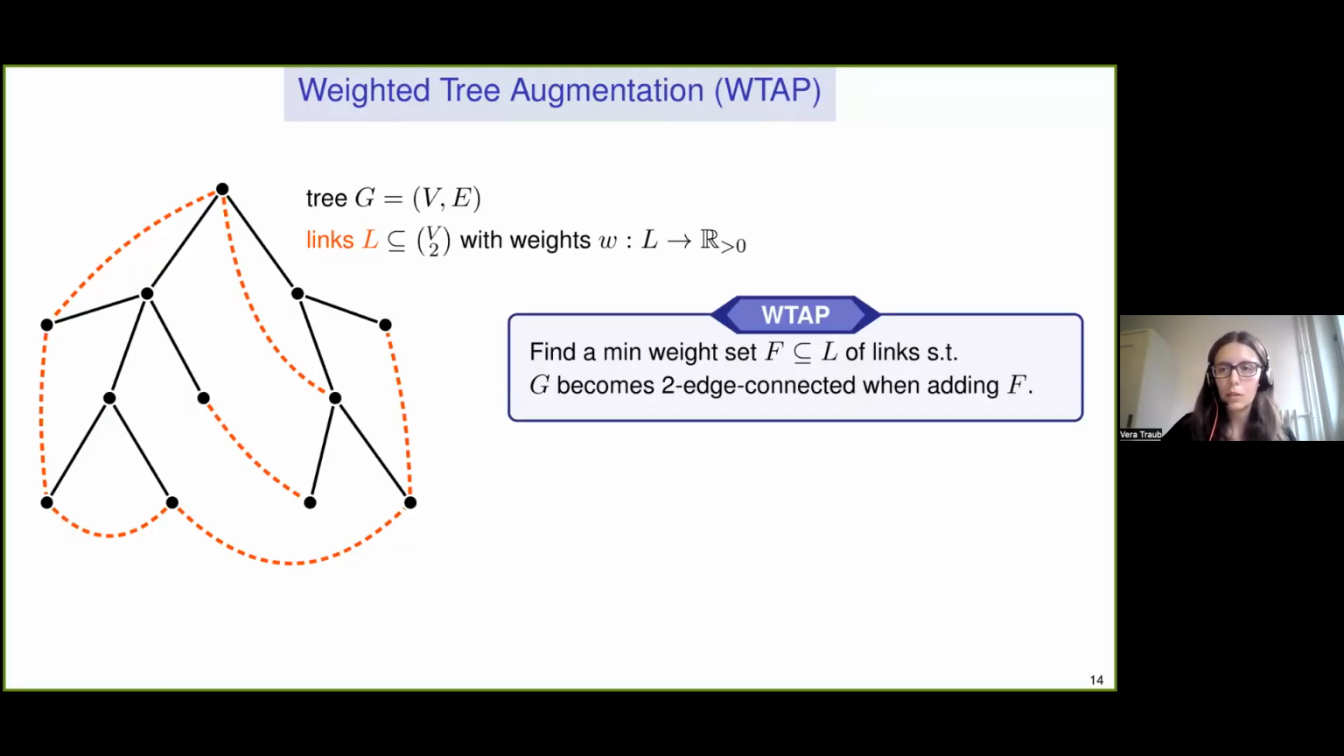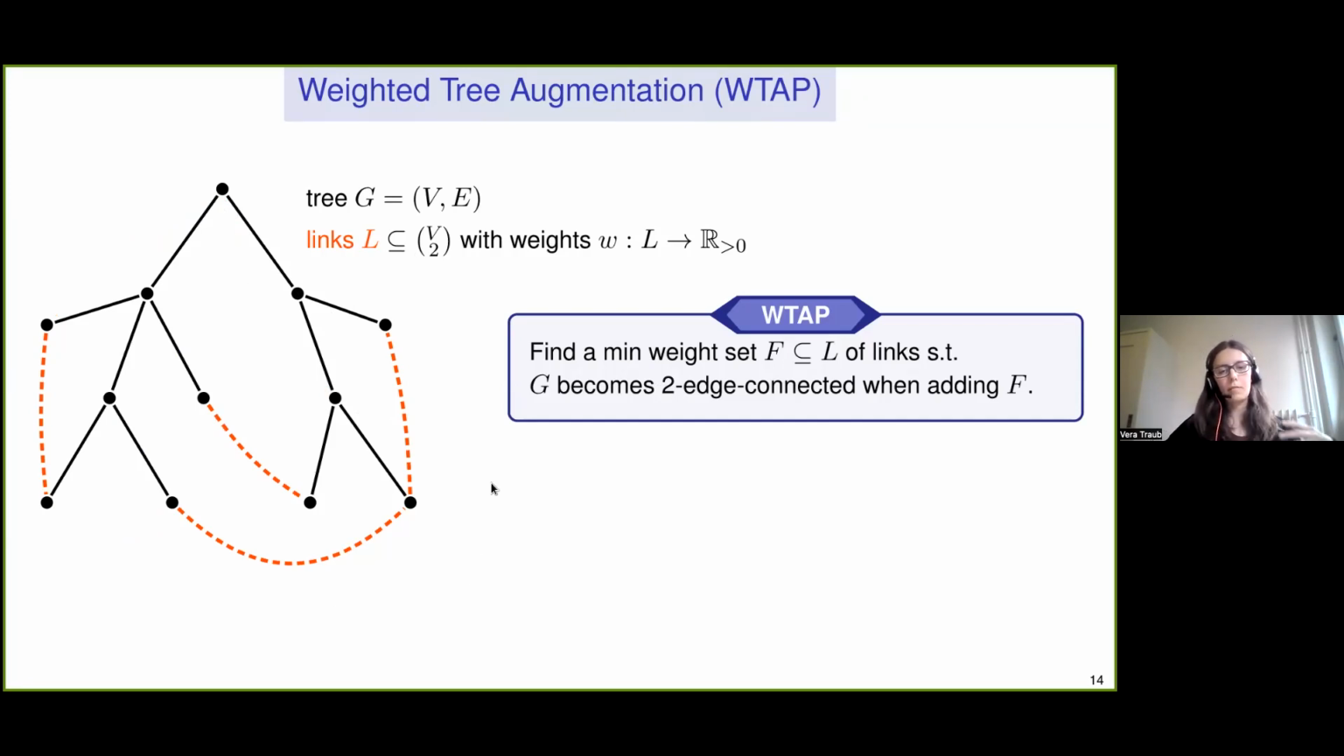To start with, let me briefly remind you of the definition of WTAP. Again, we are given a tree G with vertices and edges that you can see in black. And then we have these dashed orange edges, which are the links. These are extra edges that come with some non-negative weight. Our goal is to find the minimum weight subset of the links that we can add to our tree G to make it 2-edge connected. In this example, a feasible solution could consist, for example, of those 4 links here.